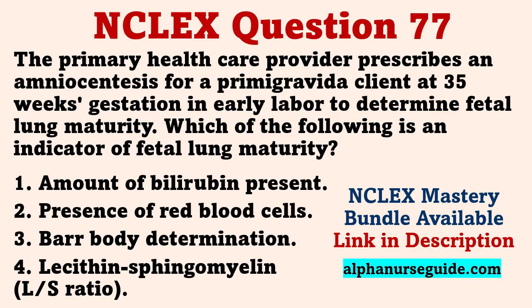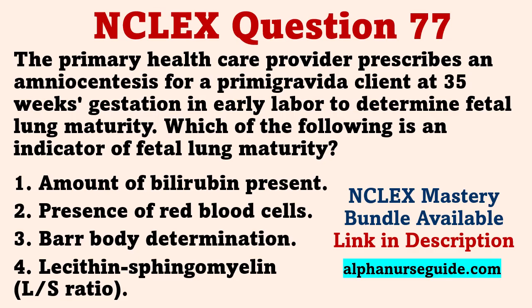The correct answer is 4. To determine fetal lung maturity, the sample of amniotic fluid will be tested for the L/S ratio. When fetal lungs are mature, the ratio should be 2:1. Bilirubin indicates hemolysis and, if present in the fluid, suggests Rh disease. Red blood cells should not appear in the amniotic fluid because their presence suggests fetal bleeding. Barr body determination is a chromosome analysis of the sex chromosomes that is sometimes used when a child is born with ambiguous genitalia.